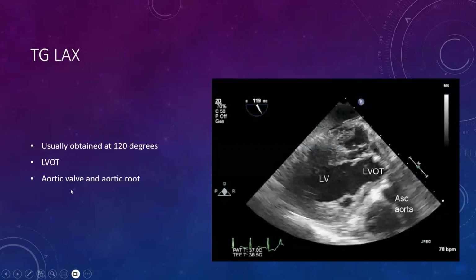Staying in the stomach, we have the transgastric long axis view, about 120 degrees. You can see your LVOT, your aortic valve, your aortic root.